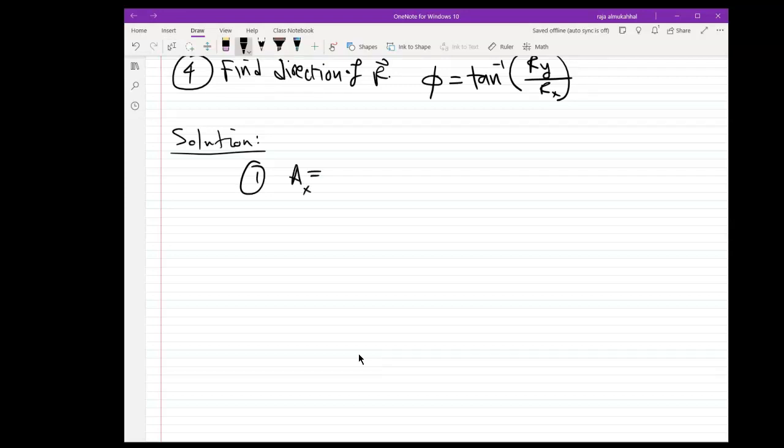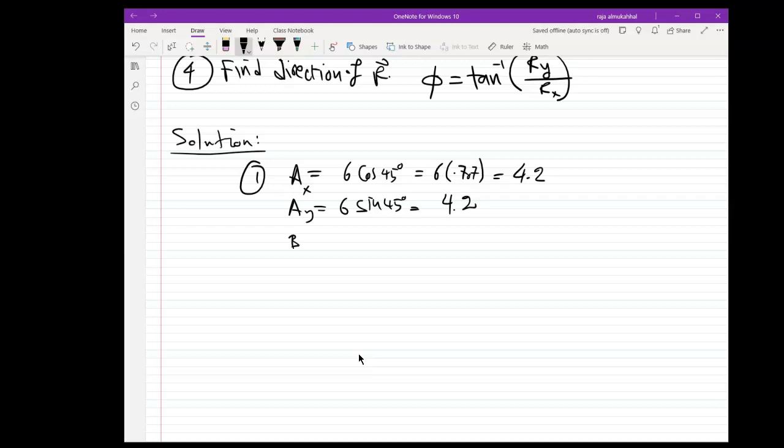So I'm going to start with A sub x. As you look at the diagram, A sub x is going to be 6 cosine 45 degrees, and that will be 6 times 0.707. I'm going to be using my calculator. Please use yours as well. So let's work together. 6 times 0.707 is equal to 4.2. I'm not going to be putting any units here. A sub y is 6 sine 45 degrees, and that's also the same answer, 4.2, because cosine 45 and sine 45 are the same, right?